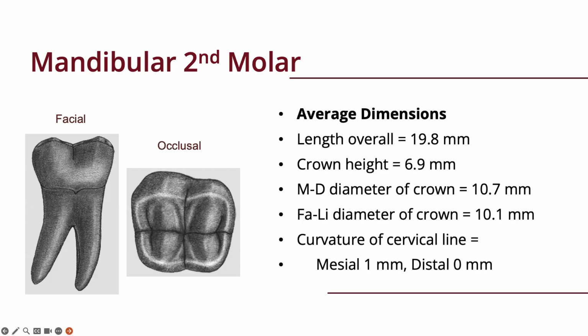For average dimensions, the overall length of the second molar is 19.8 millimeters. It has a crown height of 6.9 millimeters, a mesiodistal diameter of the crown of 10.7 millimeters, a faciolingual diameter of the crown of 10.1 millimeters, and the curvature of the cervical line is about 1 millimeter on the mesial and 0 millimeters, or flat, on the distal.